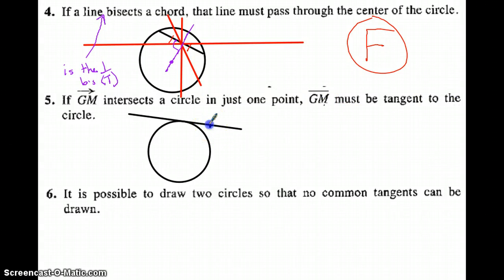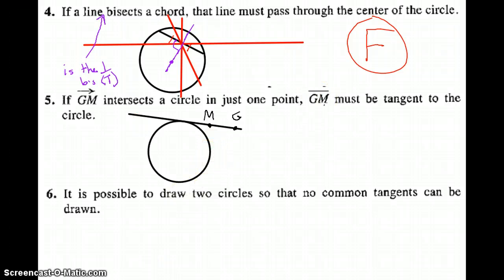Well, I don't know where G and M are on this thing. GM is just a sort of limited part of this ray. It could be right there. GM. Oh wait, I should make it so GM is a ray that goes that way. Let's reverse those. Let's call this one M and this one G. Sure. Then you think about ray GM. Ray GM starts here, goes that way. It intersects the circle in just one point, but GM is not tangent.